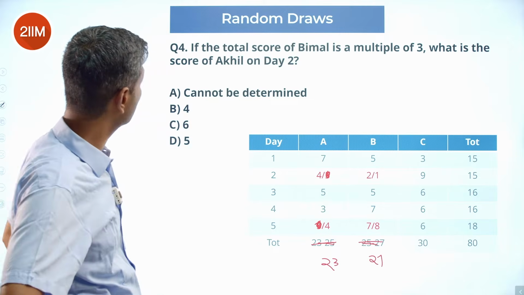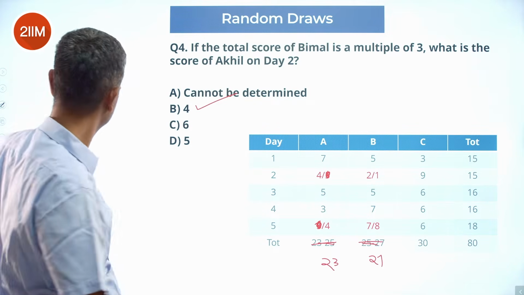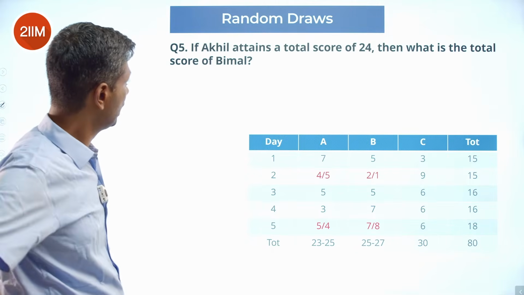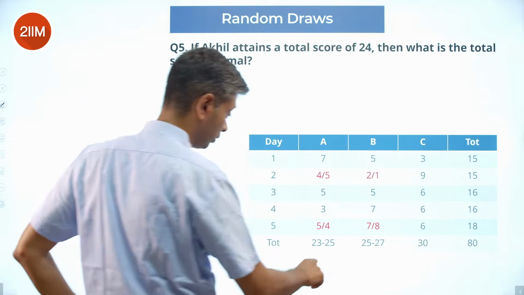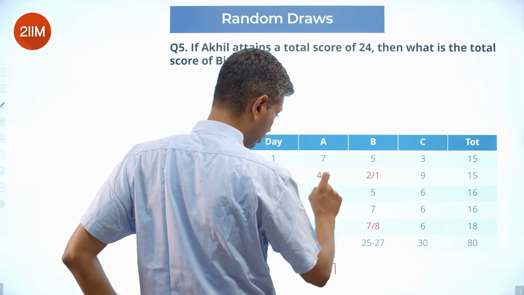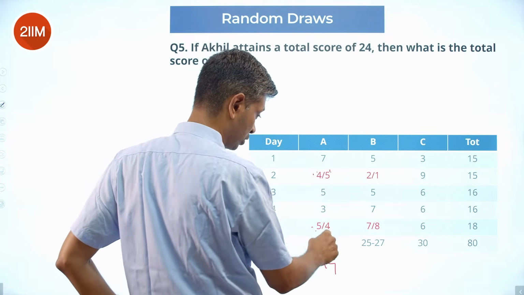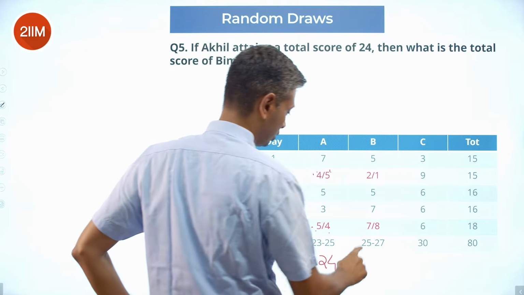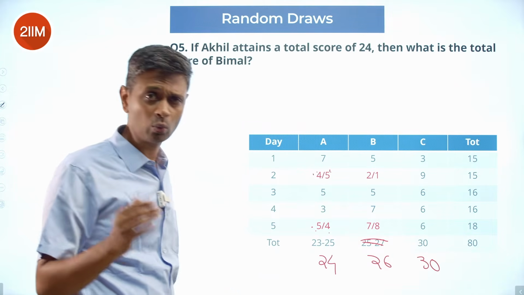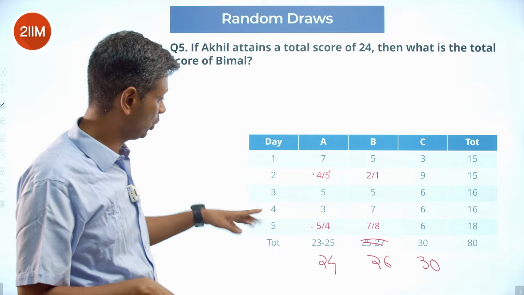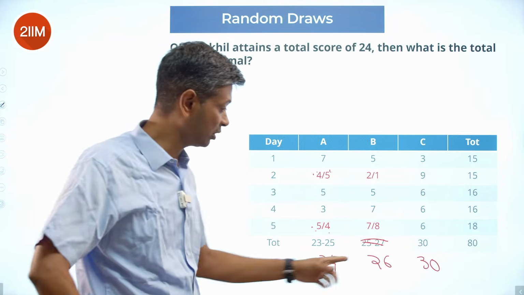What is Akhil's score on day 2? 4. If Akhil attains a total score of 24, it could have been 4 plus 5 or 5 plus 4. Both are possible. This total should have been 26. This total is 30. We still can't find out what individually was there in day 2 and day 5. Then what is the total score of Bimal? That we can find. Total score of Bimal is 26.